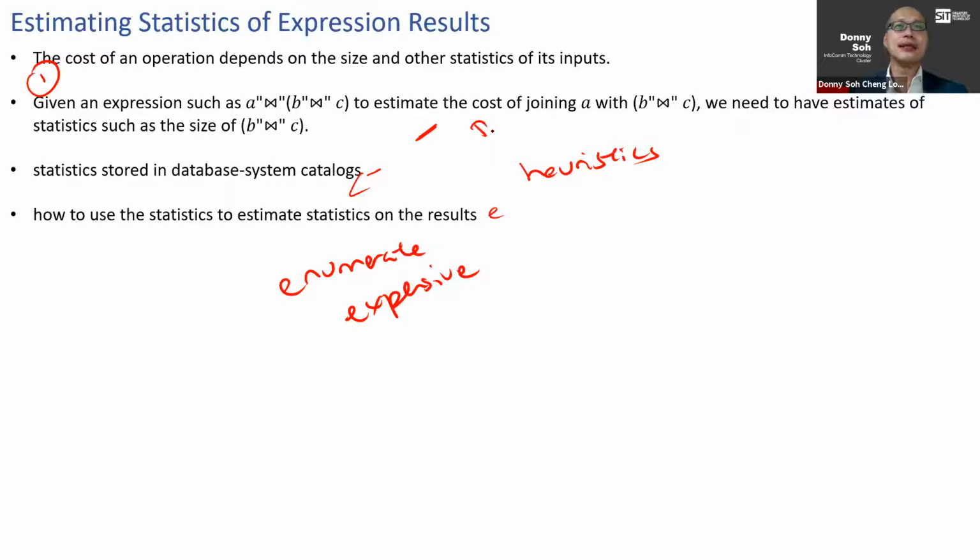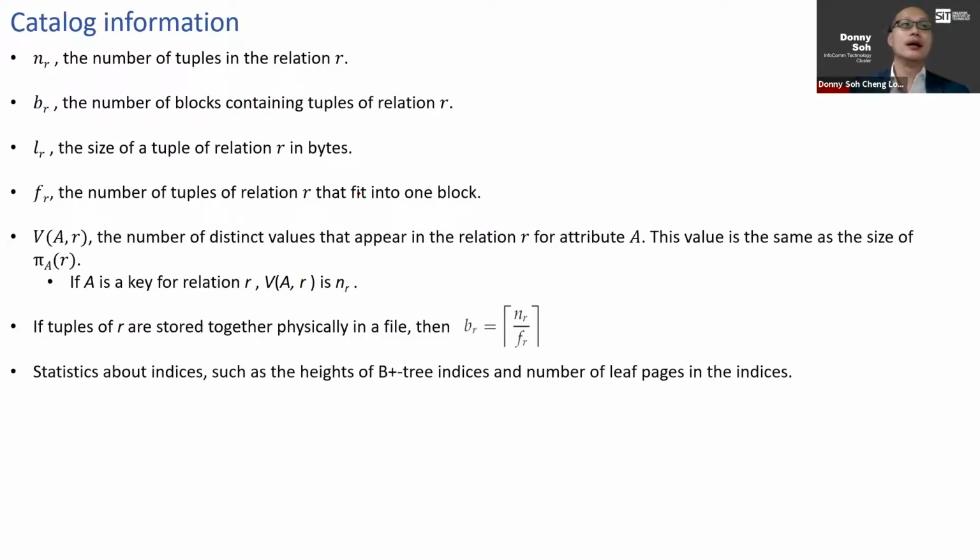Okay. Given the expression, estimate the cost based on the catalog. So these are some of the base numbers that we will use. N, which is the number of tuples. BR, the number of blocks containing the tuples of the relation. So we have seen some of these already. L, the size of a tuple in a relation R. F, which is the number of tuples in a relation R that fits into a block.